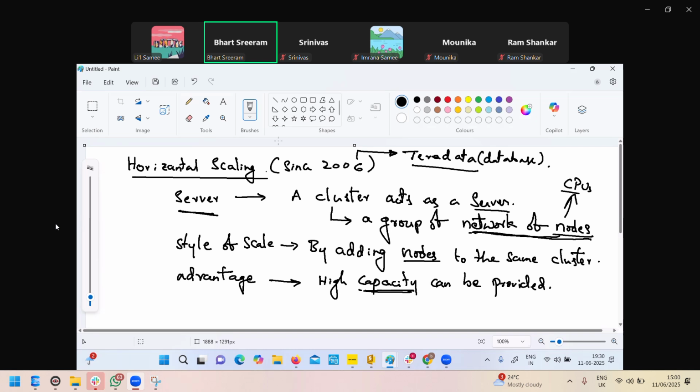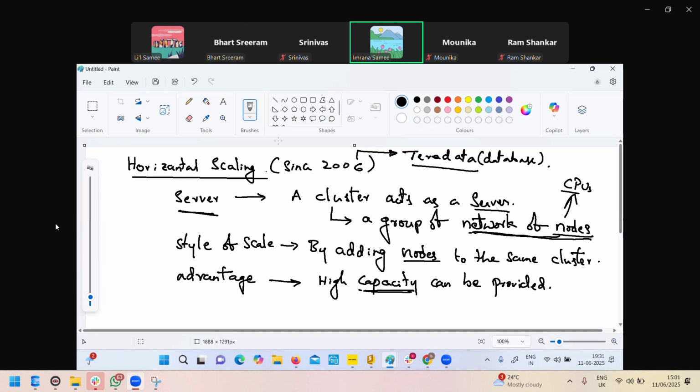Think that per day Amazon is getting 500 terabytes. Monthly, 30 days, 30 into 500 is 15,000 TB, which is approximately 15 petabytes, since 1024 terabytes is 1 petabyte. So within one single month, they are accumulating multiple petabytes of data. They cannot keep that much volume in a single machine. They definitely need clusters. So to support clusters, horizontal scaling is important.